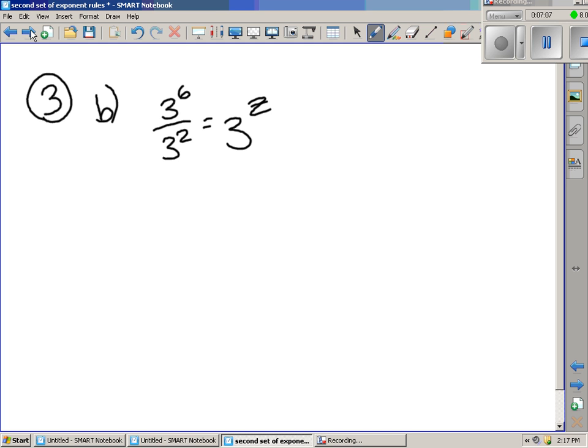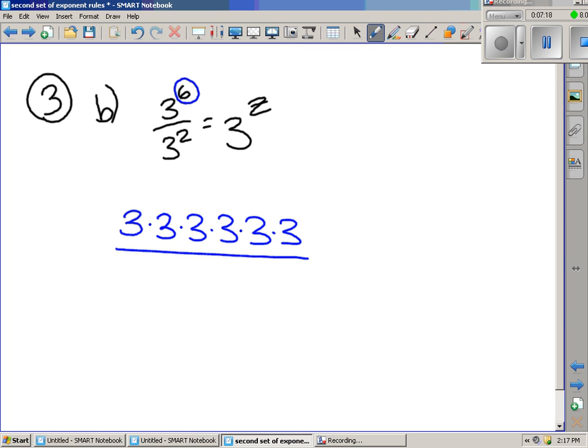Let's do another example. 3b, 3 to the 6th power over 3 to the 2nd. So the power of 6 tells us to write the 3 6 times, and then the operation between these 3's is multiplication. In the denominator, the 2 tells us to multiply the 3 by itself. So we wrote the 3 2 times. And then again, 3 over 3 is equal to 1. 3 over 3 is equal to 1.